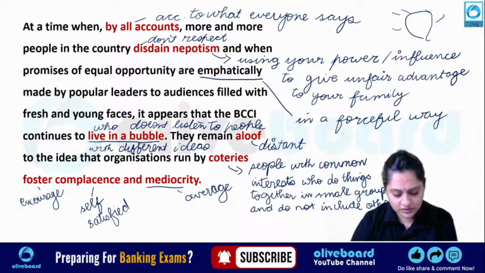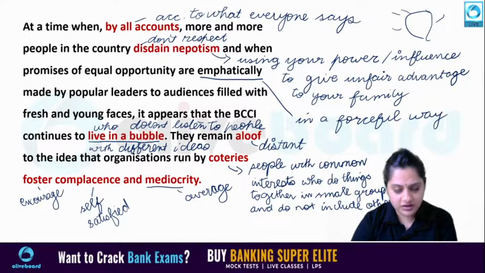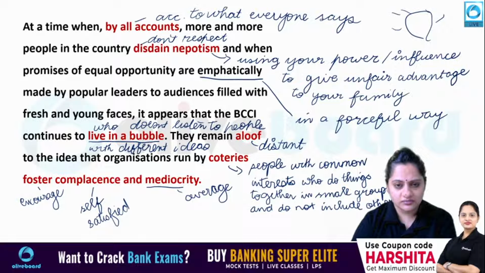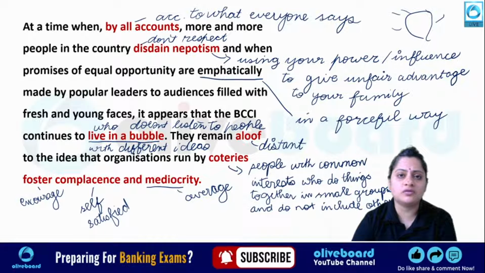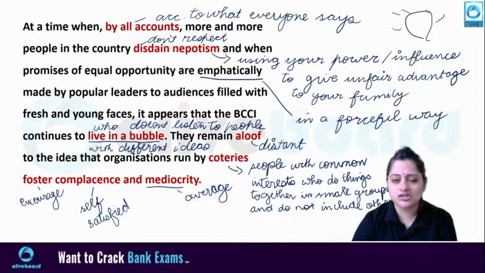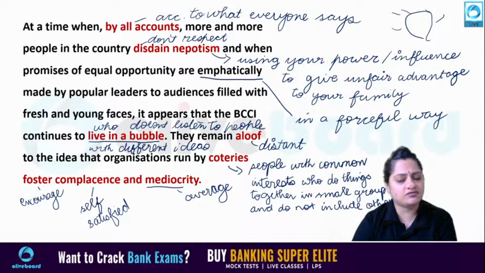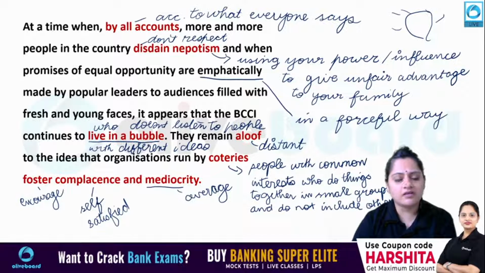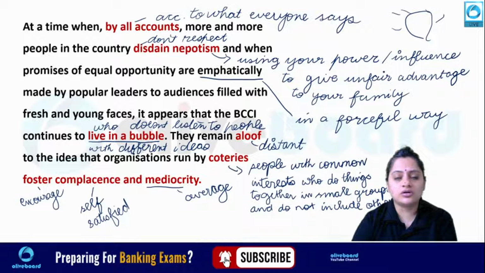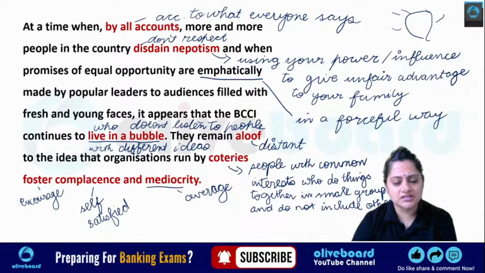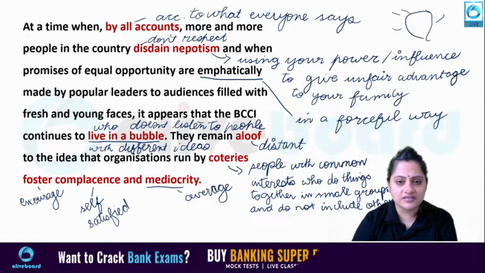So you all know BCCI is aloof. Aloof means they are distant to the idea. They don't believe they should involve others also, outside people, freshers. They have their own small group of people who will run or head the organization, and that will encourage self-satisfaction. People will not try to improve. They will take everything for granted, and they will always be average. They will never be excellent, right? Because fresh ideas are not coming. In the board also, the members are the same old members. There are no fresh ideas, no young blood, no young people. So BCCI is living in a bubble.